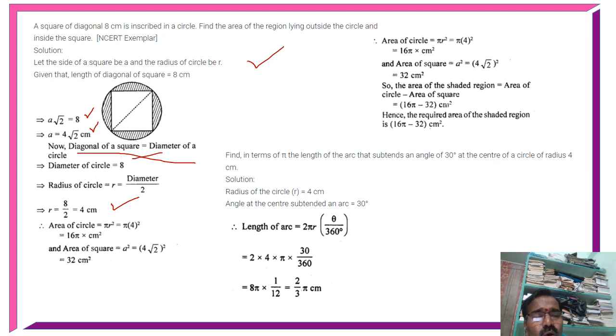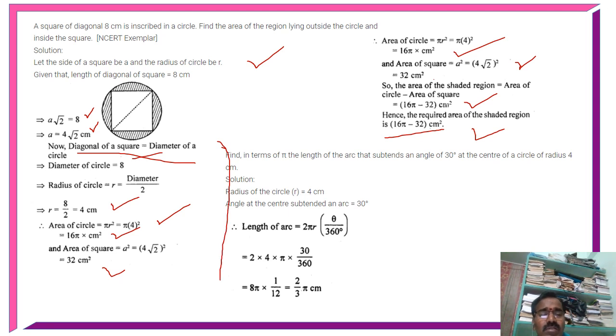Area of the circle is pi r square, 16 pi centimeter square. And the area of the square, formula a square, is 4 root 2 square, which means 4 square into root 2 square, which is 16 into 2, so here we have 32. So the area of the shaded region equals the area of the circle minus the area of the square, which is 16 pi minus 32 centimeter square. So the required area of the shaded region is 16 pi minus 32 centimeter square. Next, another problem.